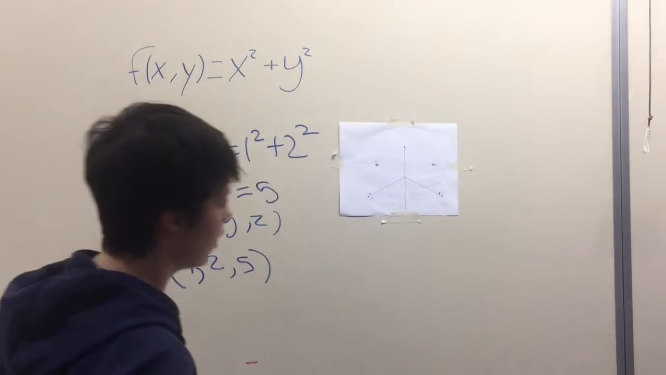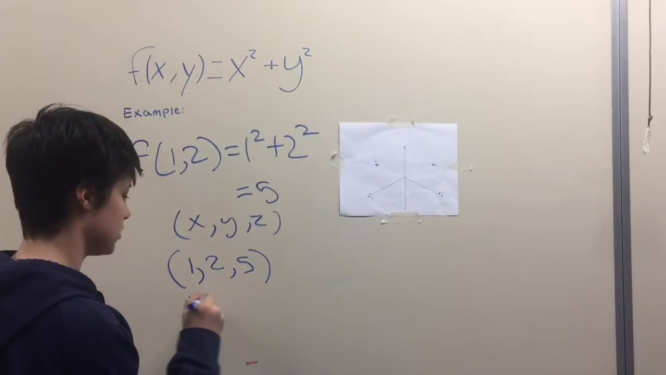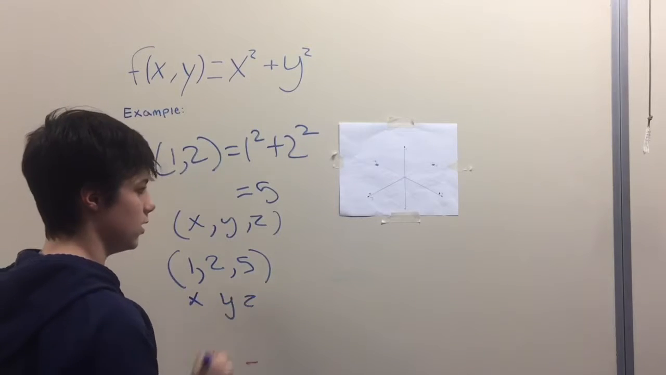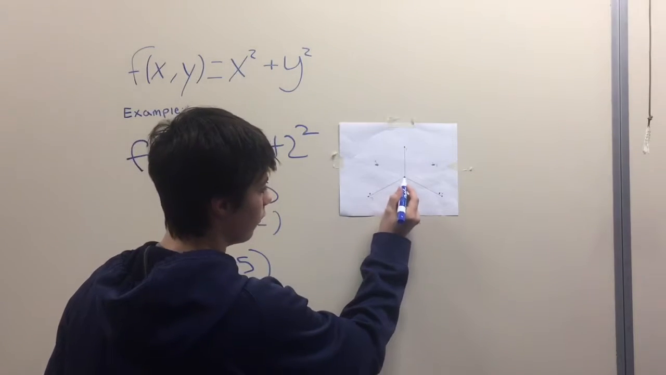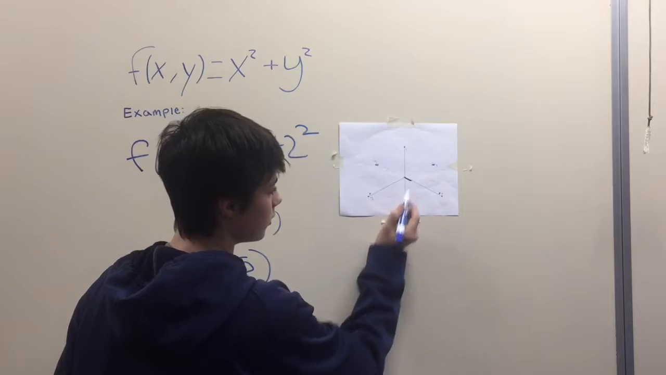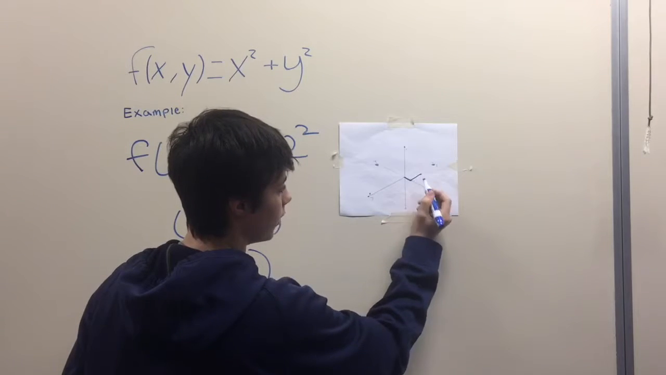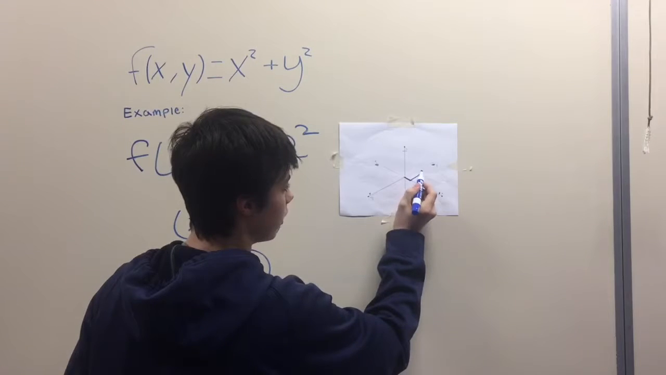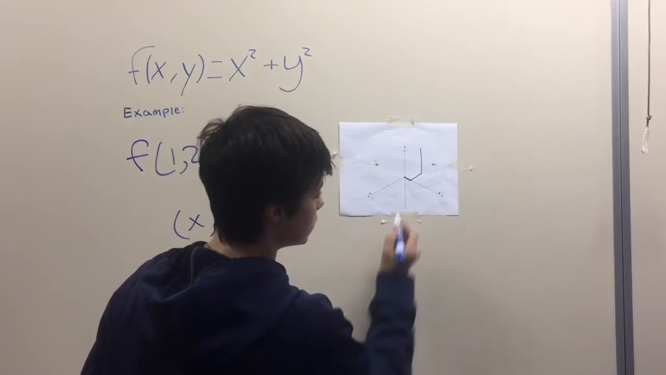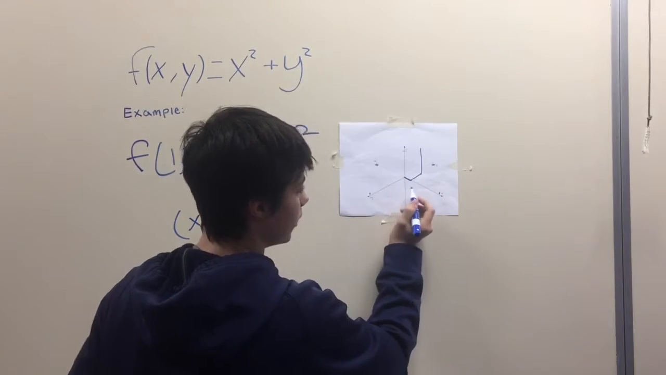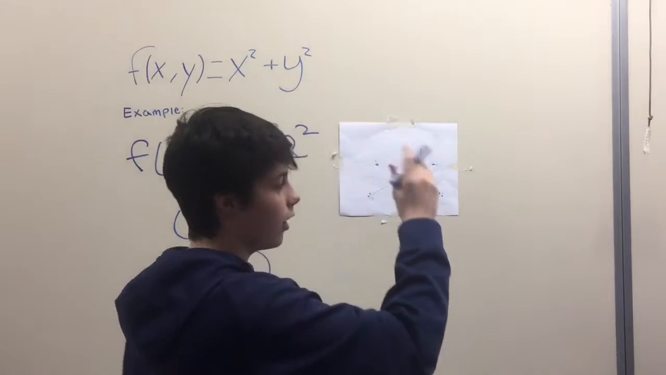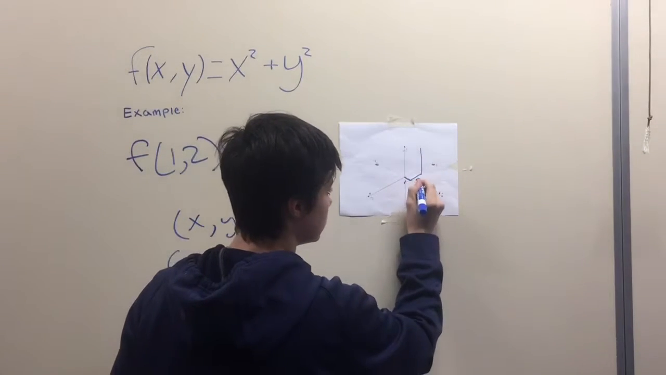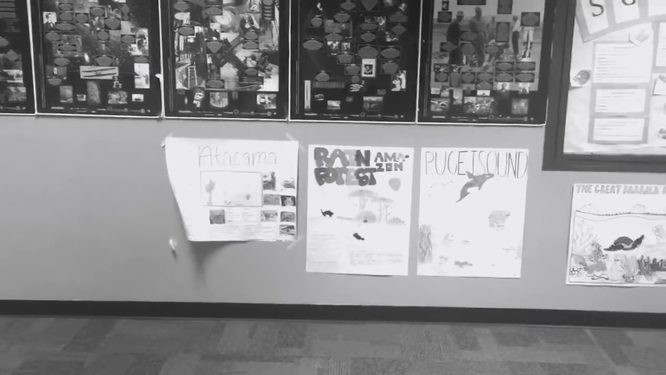Now to take this over to the graph, since this is our x, this is our y, and this is our z, we go over 1 in x, up 2 in y, and then since this is z, you have to go up 5. So you go up 5, and this sort of shows the xy plane, and coming out of the graph is the z. It is 1, 2, and 5.